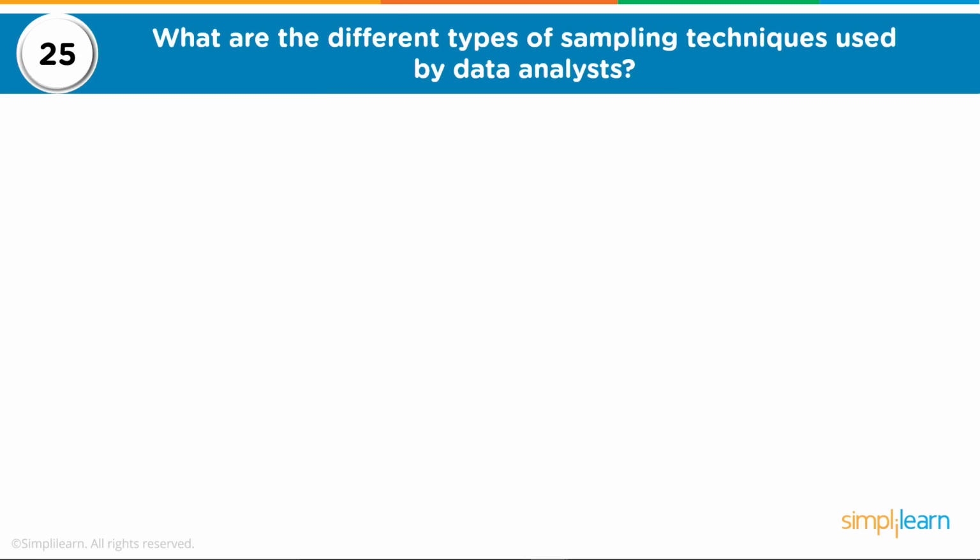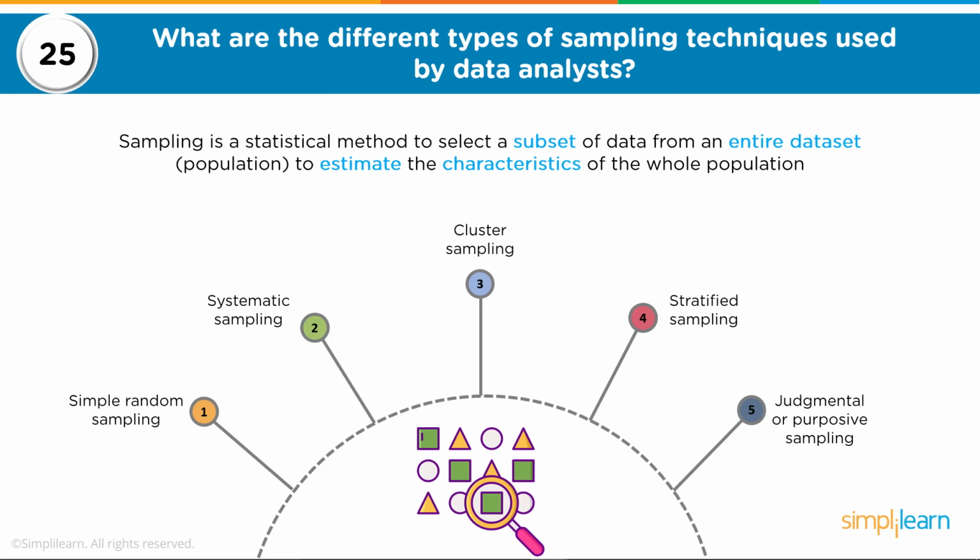What are the different types of sampling techniques used by data analysts? Sampling is a statistical method to select a subset of data from an entire data set, the population, to estimate the characteristics of the whole population. One, we can do simple random sampling, so we can just pick out 500 random people in the United States to sample them. We call it a population. In regular data, we also call that a population, just because that's where it came from, mainly from doing census. Systematic sampling, cluster sampling, stratified sampling, and judgment or purposive sampling.